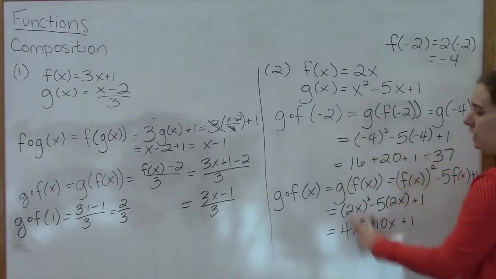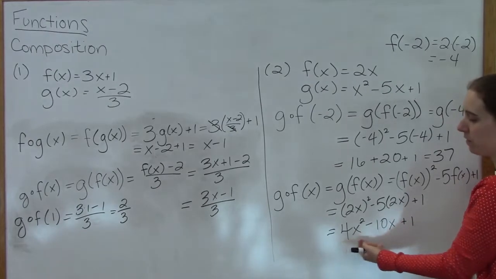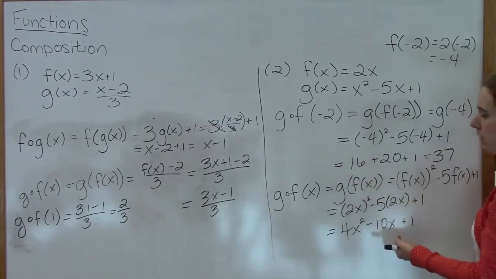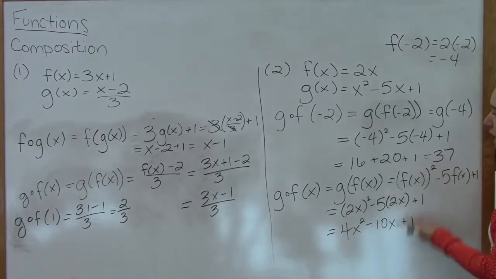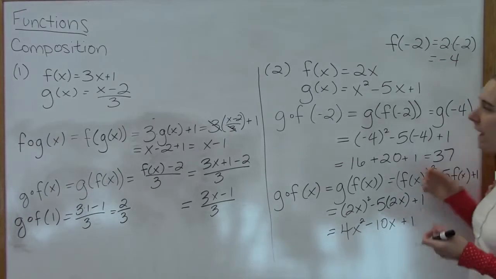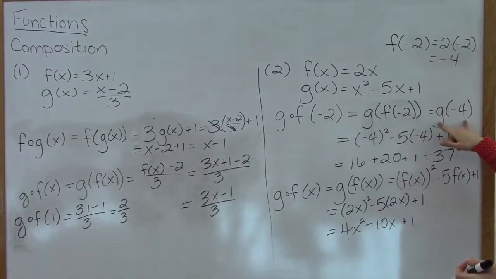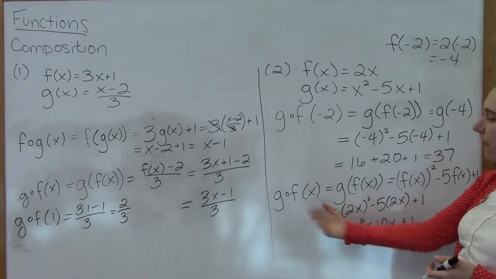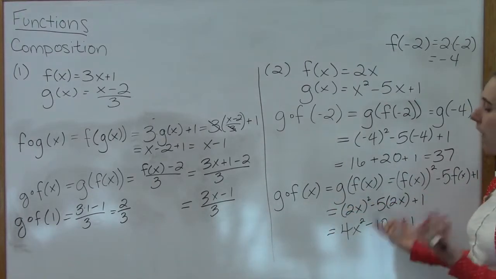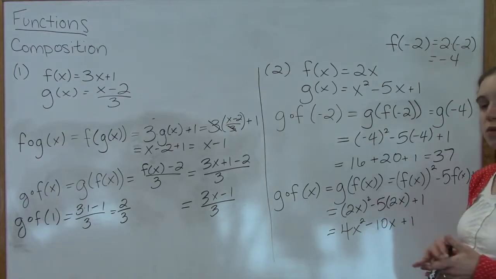If I substitute in negative 2 here, I get 4 times negative 2 squared, which will give me 4 times 4, or 16. Then minus 10 times negative 2, well, that's going to give me plus 20. I have plus 1. Still going to give me 37. So either way, if I find f of negative 2, substitute it in, and then find g of negative 4, I get 37. If I find g of f of x first, the formula for it, and then substitute in negative 2, then I also get 37. Both ways work.